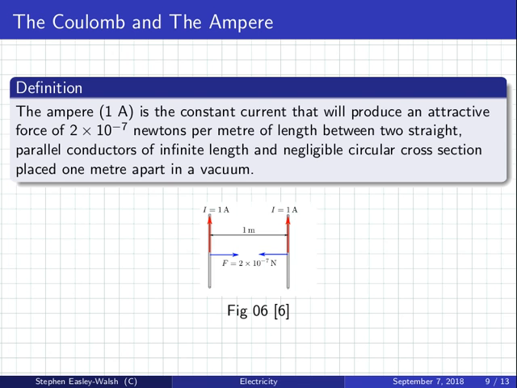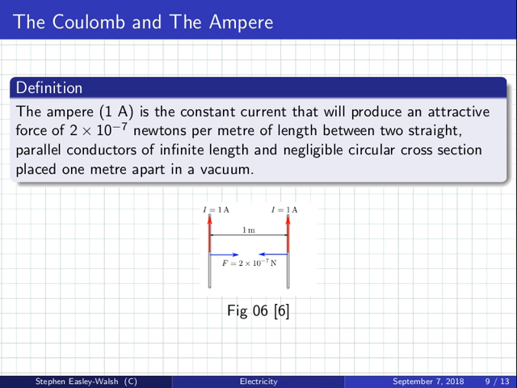So, in other words, if you have 1 amp and 1 amp, you'll get a force here of 2 times 10 to the minus 7 newtons. Because remember, we said you have the law of charges, and current is just a flow of charge. So, yeah, this is a very bad definition. But the good news is they've never ever asked for it in the exam. So that's something.